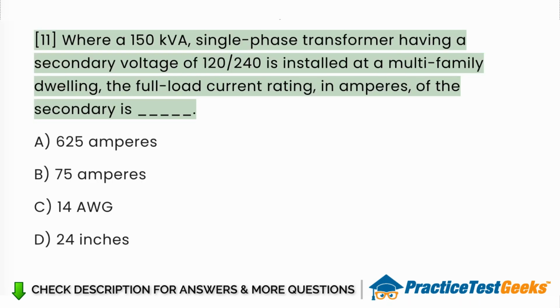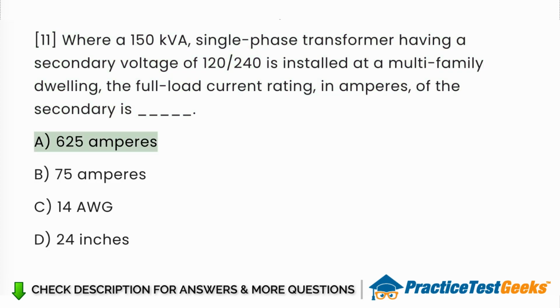Where a 150 kVA, single-phase transformer having a secondary voltage of 120-240 is installed at a multifamily dwelling, the full load current rating, in amperes, of the secondary is A. 625 amperes. B. 75 amperes. C. 14 AWG. D. 24 inches.